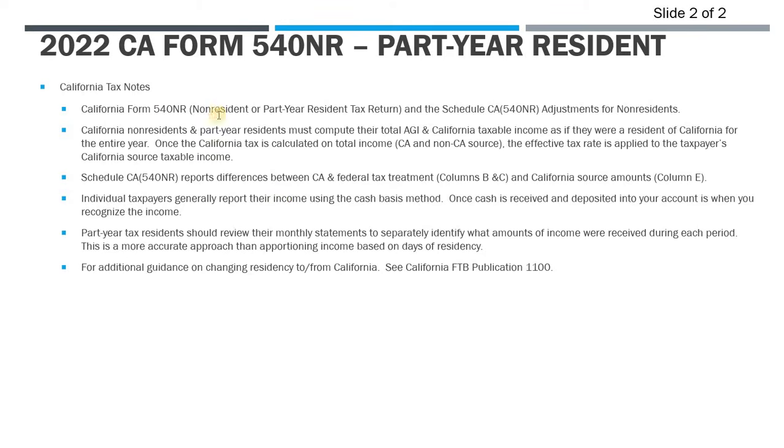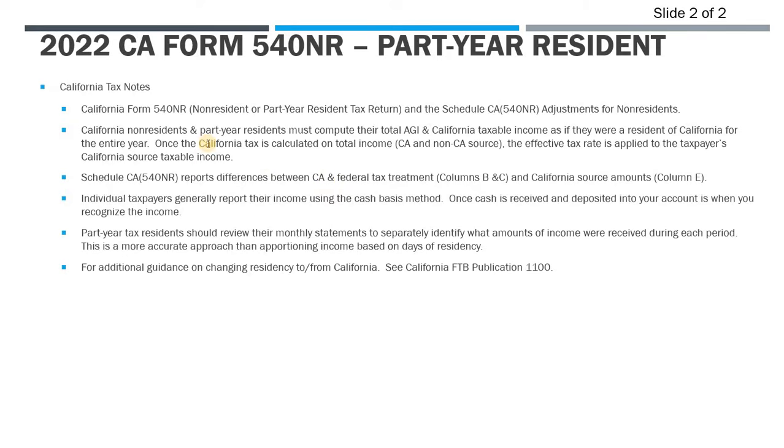So the forms that we're going to be completing are the 540NR, right? Again, it's the non-resident or part-year resident return. And we're going to need to complete Schedule CA for 540NR. And the Schedule CA is used to make adjustments to your income. So adjustments for not just non-residents, but part-year residents or even full-year residents have to make additions and subtractions to their income to arrive at what is considered appropriate for California reasons. And then there's an additional column for California source.